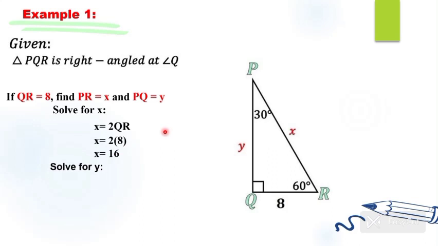So now let's find the value of our y. Since we know, according to our theorem, that y, or our PQ, is just equal to QR square root of 3, then we could simply substitute since we now have the QR. So we have here y is equal to 8 square root of 3. In here, we have found the value of our y, which is 8 square root of 3, and x, which is 16. So it is easy to get the value of our x and y if we know the theorem, the 30 degree, 60 degree, and 90 degree.